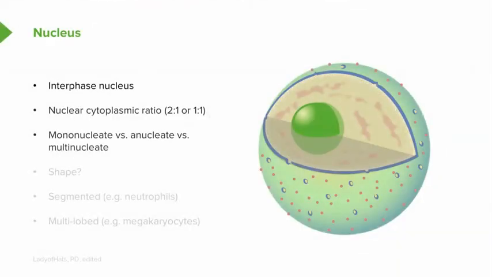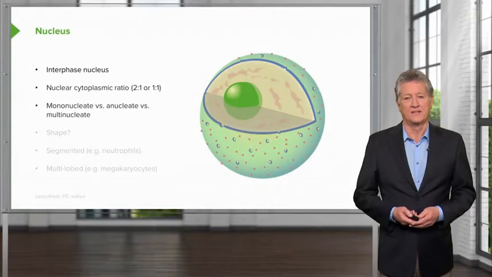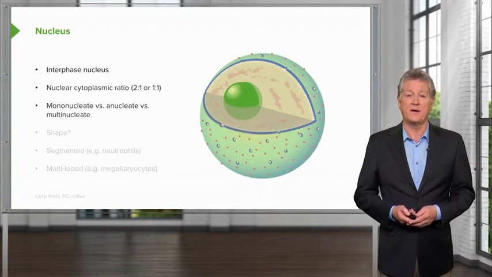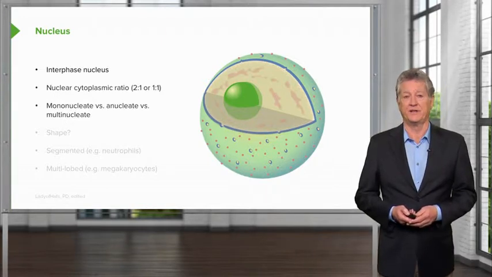Most cells that you will study in histology are mononucleate. In other words, they only have one nucleus. A couple of cells don't have a nucleus at all. For instance, the erythrocyte or red blood cell, or the thrombocyte or platelet. Some cells actually have two nuclei, or they're binucleate. Some even can be multinucleated.